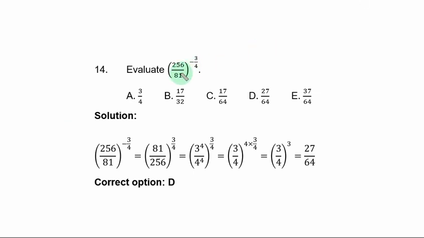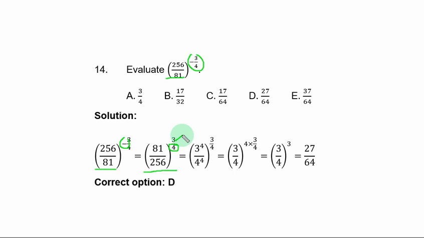Question 14. Evaluate 256 over 81 to the power of minus 3 over 4. Solution. The first challenge is to remove the negative sign from the power. Since you have a fraction, if you interchange the position of the numerator and denominator, the power becomes positive. The next thing is to ensure that this 4 is removed. You know, if you factor out 3, what you have remaining is 1 over 4.